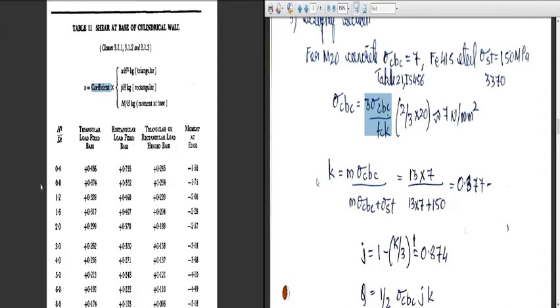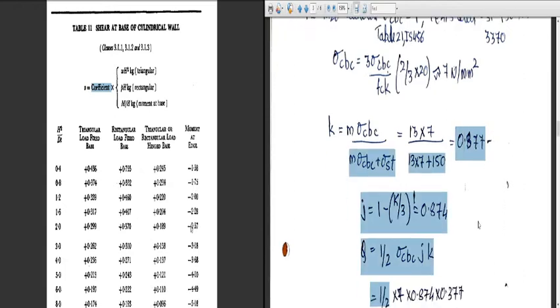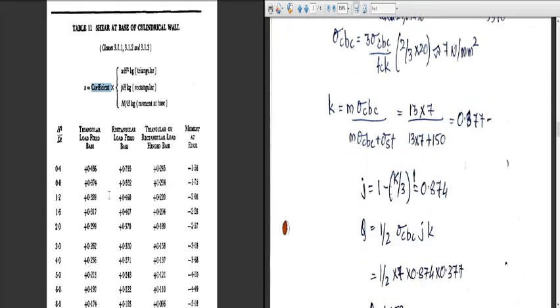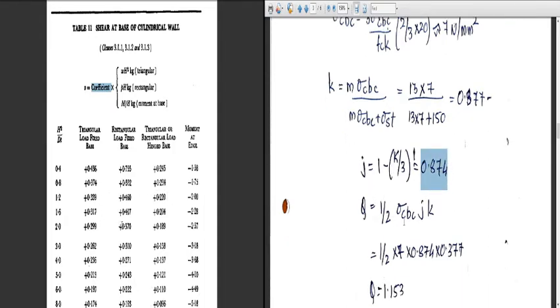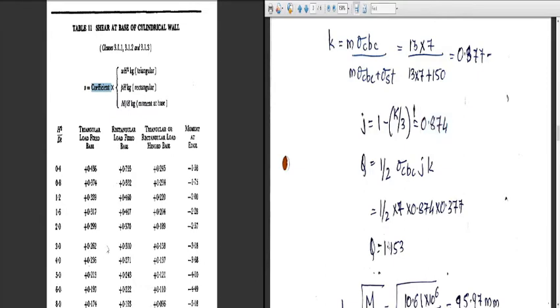So K is computed next. K is equal to M into sigma CBC divided by M into sigma CBC plus sigma ST. M is 13, the modular ratio. So 13 into 7 divided by 13 into 7 plus 150, which is working out to be 0.377. So J is equal to 1 minus K by 3, which is 0.874, and Q is half of sigma CBC into J into K, half of 7 into 0.874 into 0.377. Q is equal to 1.153.